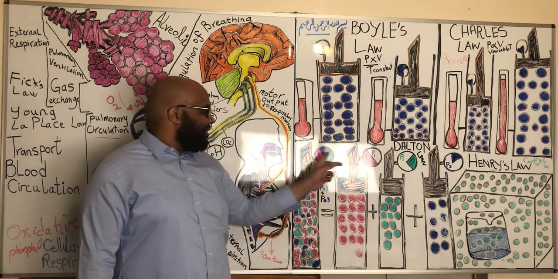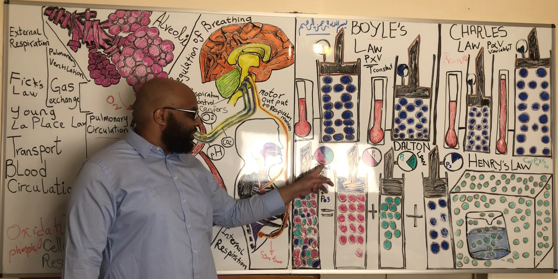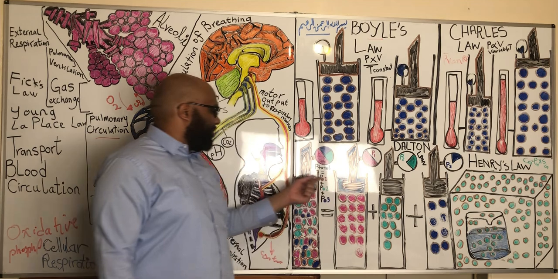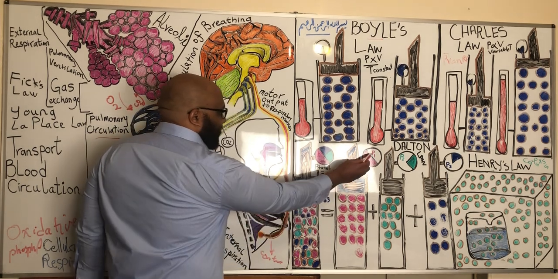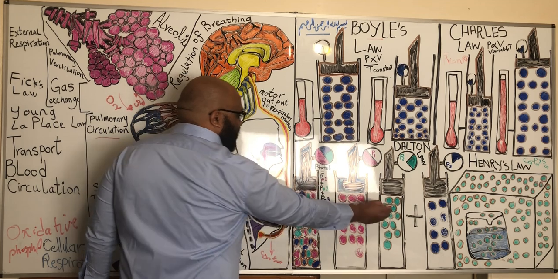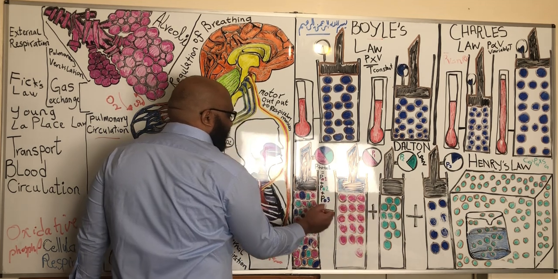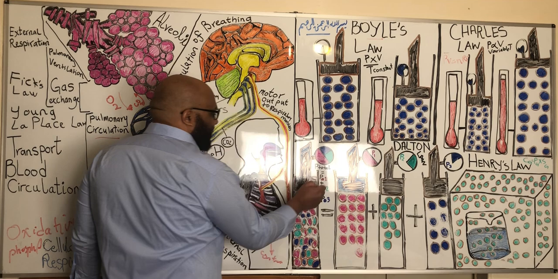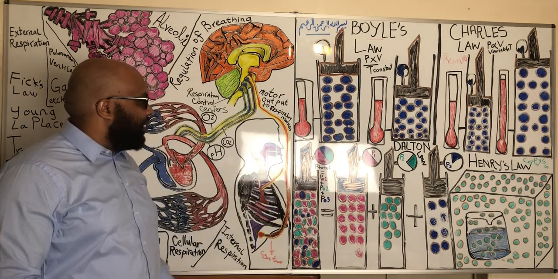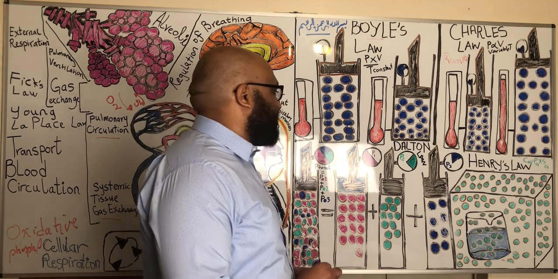And then the total pressure will be the sum of those pressures. So the partial pressure of molecule 1, plus the partial pressure of molecule 2, and the partial pressure of molecule 3, the three of them when added will give you the total pressure of this container. Okay, and lastly we have Henry's law.